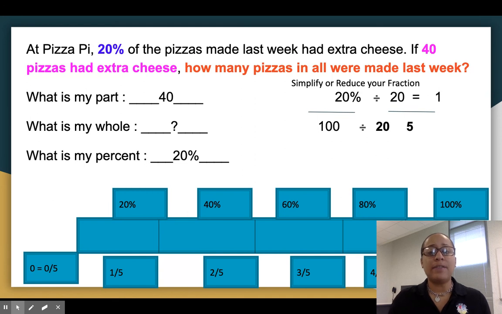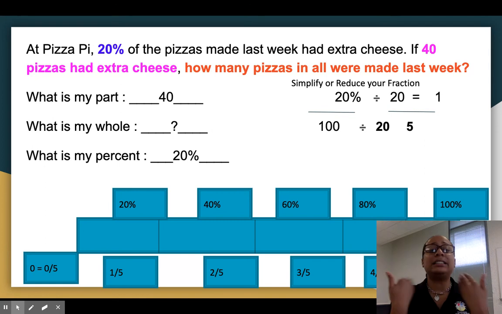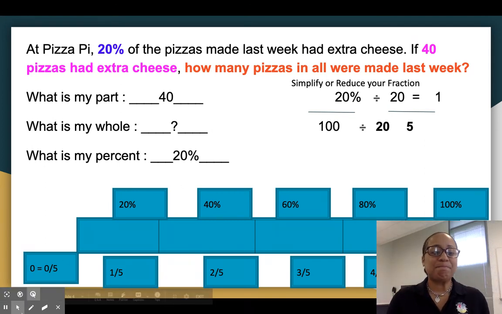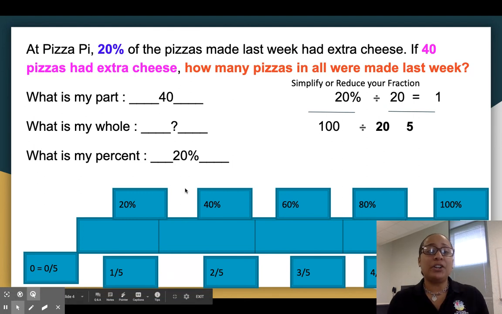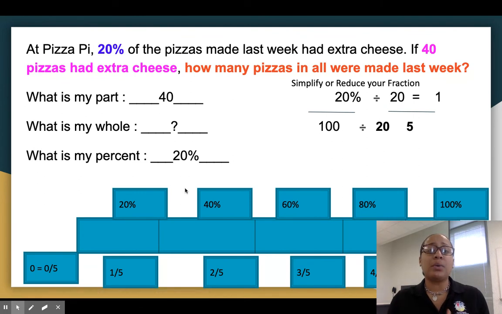So now I'm trying to figure out what's my whole. So this is where I'm going to stop, and I'm going to see if you guys can figure out your whole. So what we're going to do is, in small group, we're going to work together to figure out what is my whole in this problem. I'll see you guys in small groups.